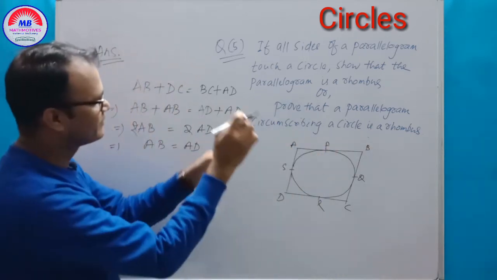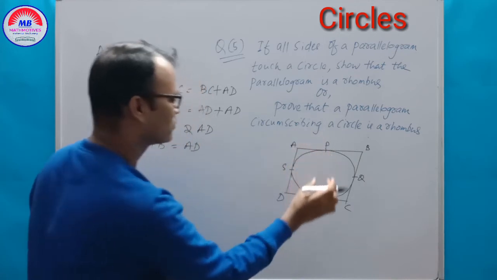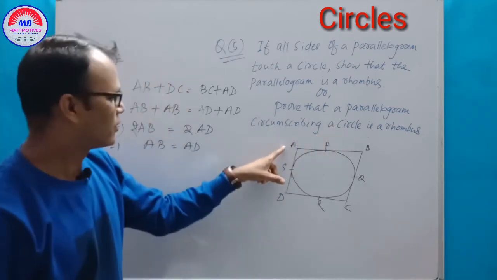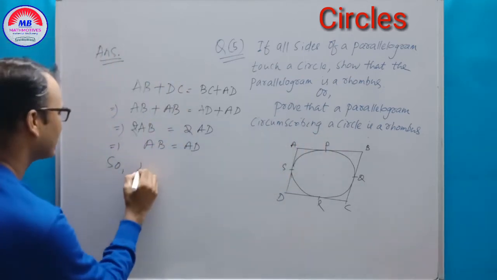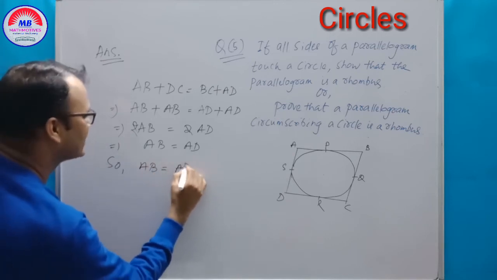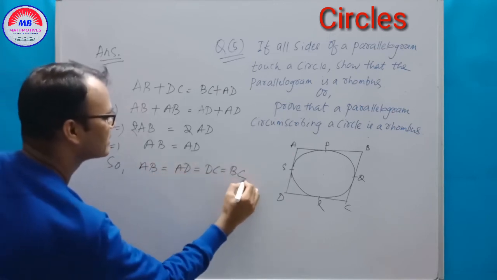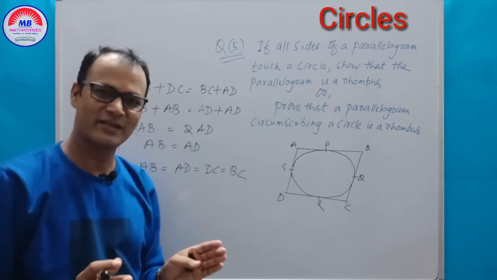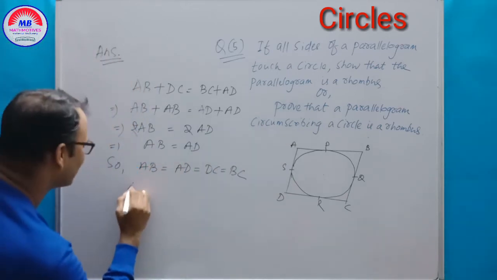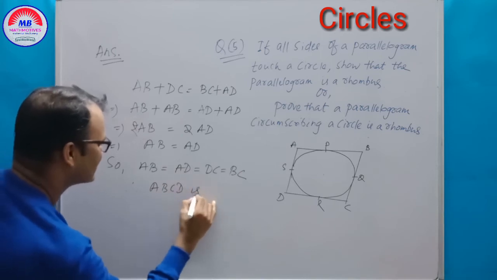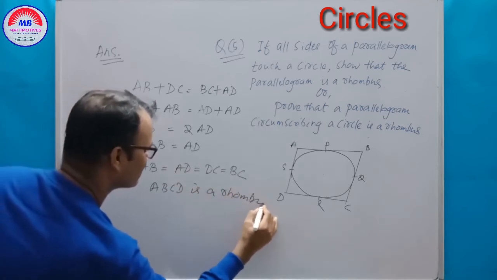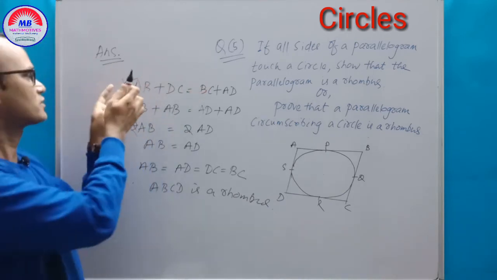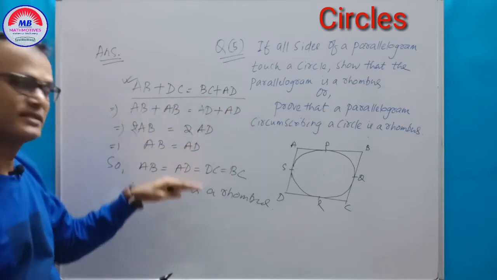Now you see, it is given that it is a parallelogram. Opposite sides are equal: AB equal to DC and AD equal to BC. Now I proved AB is also equal to AD. So AB is equal to AD is equal to DC is equal to BC. Now you see, all sides are equal here. So in a parallelogram, if all sides are equal, then it is a rhombus. Hence, ABCD is a rhombus. But first you prove this one from question number 4, the steps of question number 4, then you write these steps.